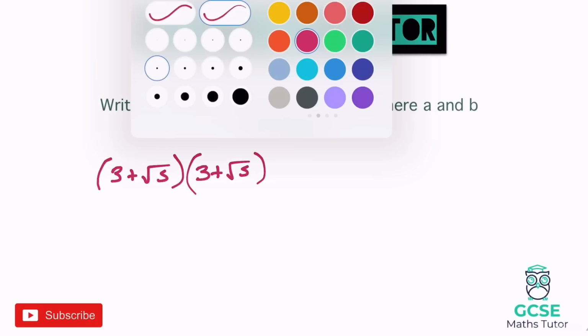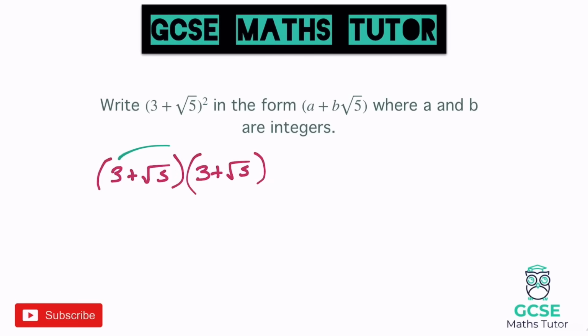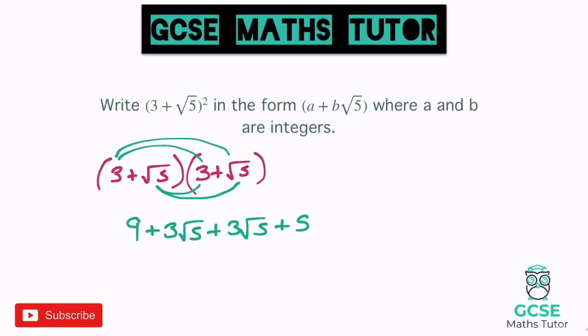So lots of little Surd rules going on in this one. So 3 times 3 gives us 9. 3 times root 5 is 3 root 5. Root 5 times 3 is another 3 root 5, and then root 5 times root 5 is root 25, and it just becomes 5. Remembering similar Surds, exact same Surds, when you multiply them together become the whole number.